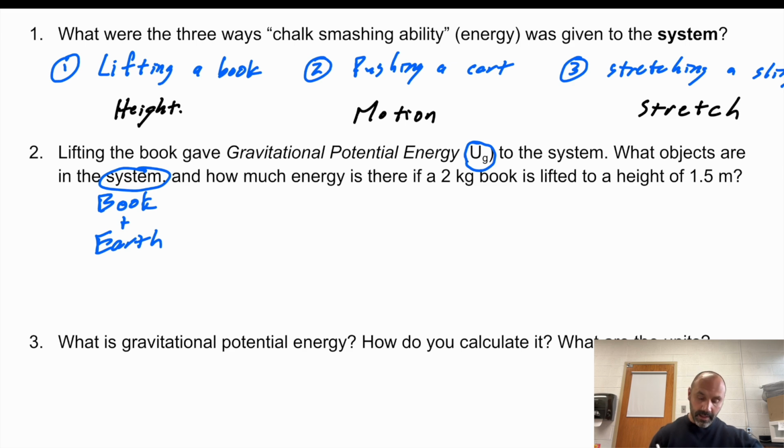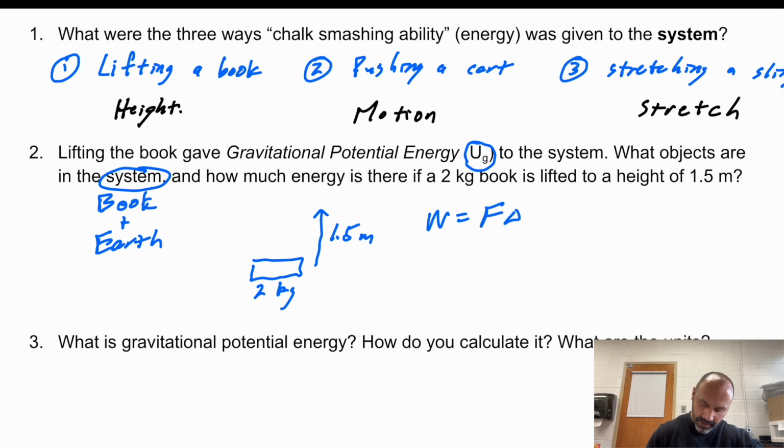Okay, now I did work on the book, right? I lifted the book. Now here, like an imaginary situation, someone lifts the book 1.5 meters, and the book itself is 2 kilograms. So how much work is done on the book? How much energy is given to the book? Well, the work is F delta x cosine theta.